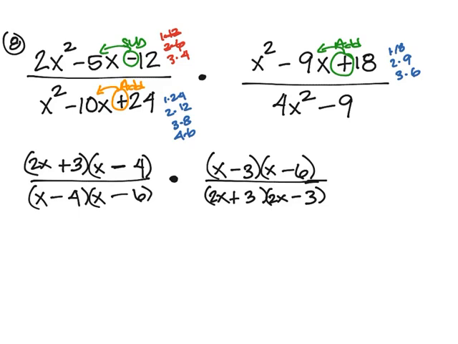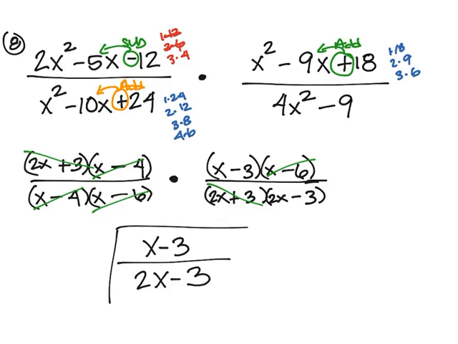Now the easy part is canceling. So you would cancel out x minus 4, who else? x minus 6 and 2x plus 3. Good. So we have left on top x minus 3 over, very good, 2x minus 3. Yeah, I see that. Questions?